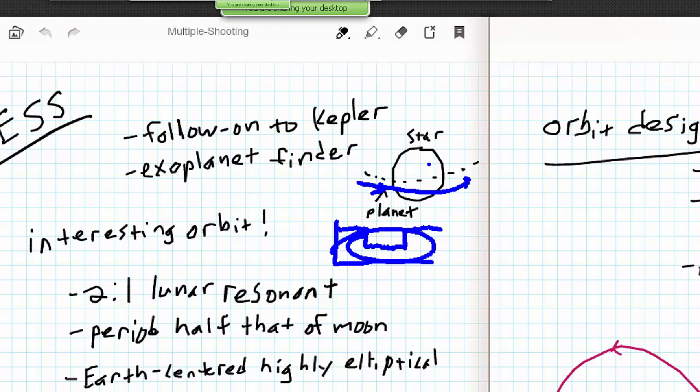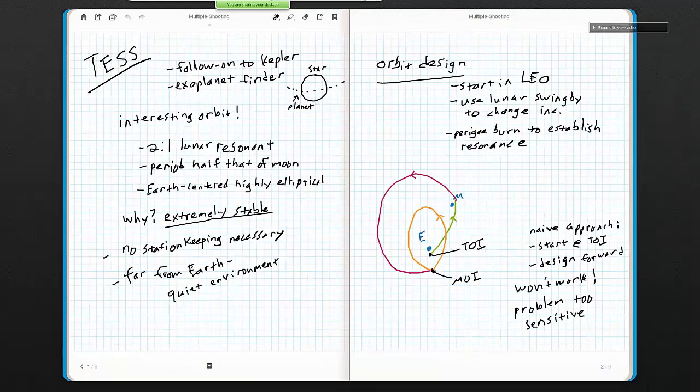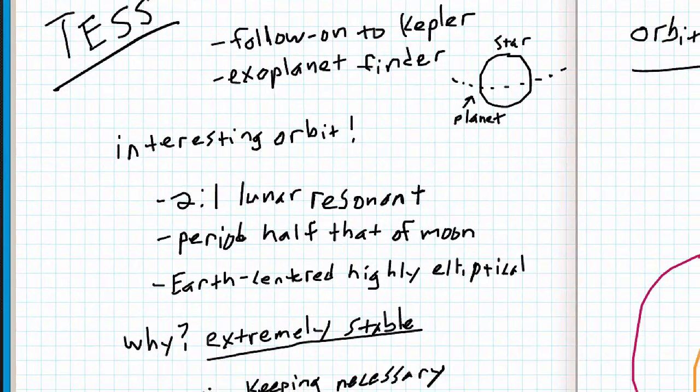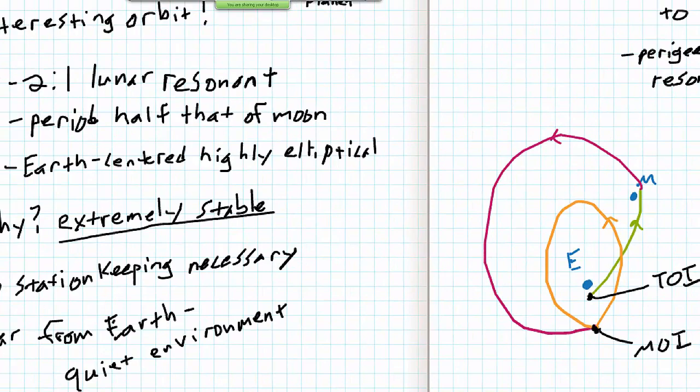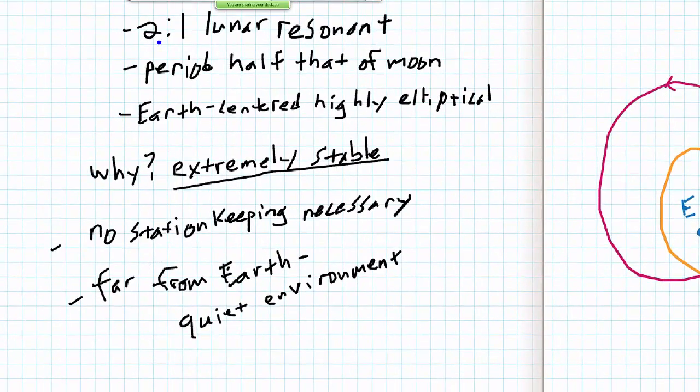So part of the mission is when it finds a set of good candidates, it'll send that over to JWST. JWST will take a closer look and we'll get better science that way. So we're interested in TESS because it has a very interesting orbit. It's 2-to-1 lunar resonant. What that means is it is an Earth orbiting spacecraft that has half the period of the moon. So it goes around twice every time the moon goes around once.